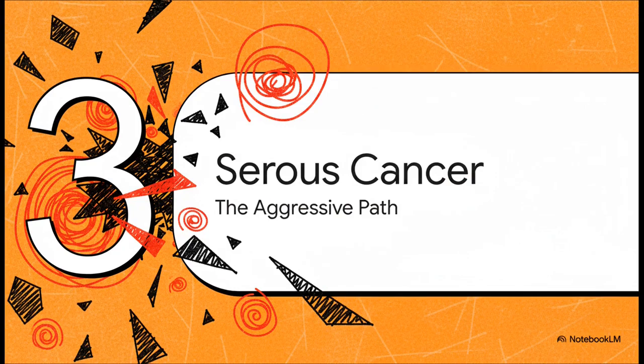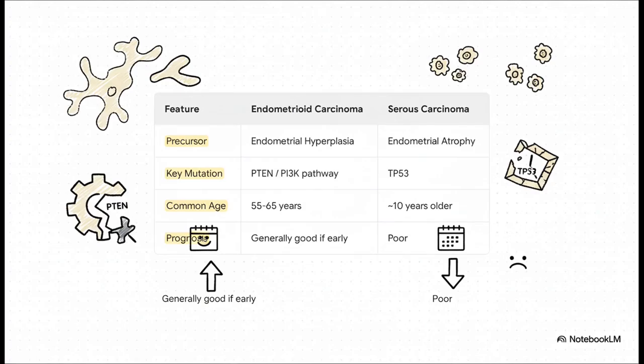Okay, so that was path number 1. But now we have to talk about the other path. Path number 2. This one is less common, thank goodness, but it is much, much more aggressive, and it plays by a completely different set of rules. This table is pure gold for your exams. It lays out the differences so clearly. Look, endometrioid carcinoma, which we just talked about, comes from hyperplasia and is driven by PTEN mutations.